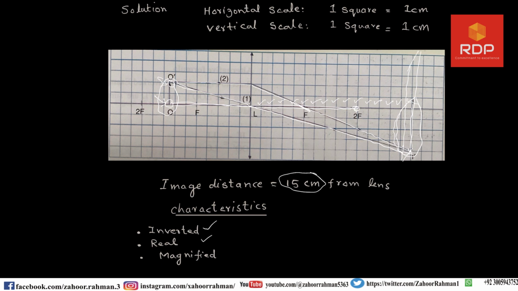And it is magnified. The object is 2 centimeters, but here you can see there are 1, 2, 3, 4 squares, and there they were 2. So it is a magnified image. You will see a large image of the object you are observing through a convex lens.